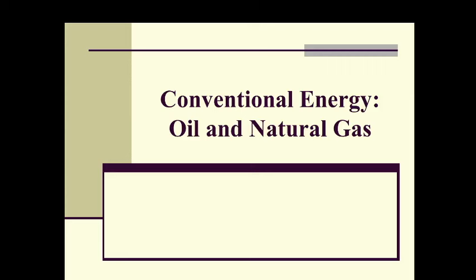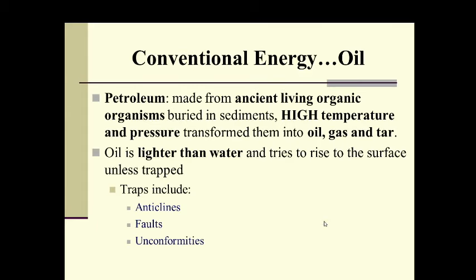Welcome to Unit 4. In this unit we're going to continue our coverage of conventional energy sources, in this case oil and natural gas. We're going to begin by looking at how oil and natural gas are formed and where they are deposited. So remember, oil comes from petroleum, and petroleum comes from ancient living organic organisms which are buried and then due to high temperature and pressure are transformed into oil, gas, and tar.